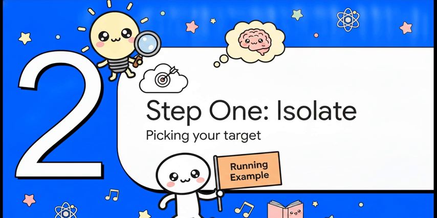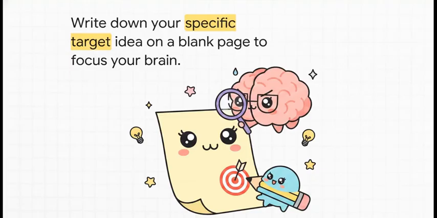Section 2. Step 1. Isolate. Picking your target concept. Let's kick off our step-by-step guide with the very first thing you need to do. Step 1 is to isolate the concept. You literally just start by writing down your specific target idea on a blank page.